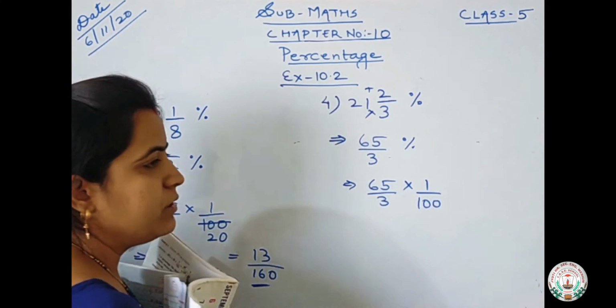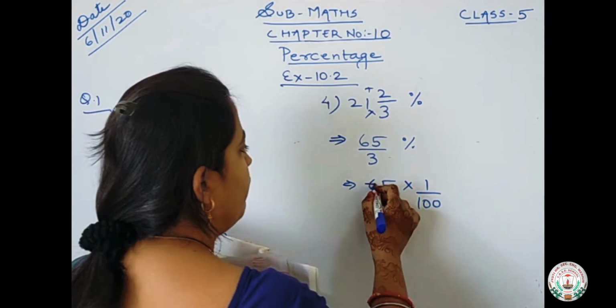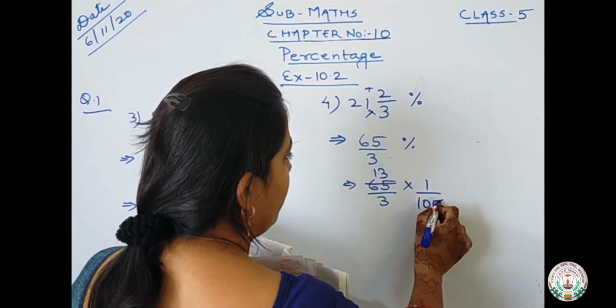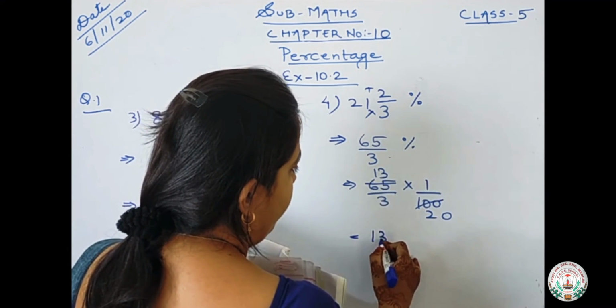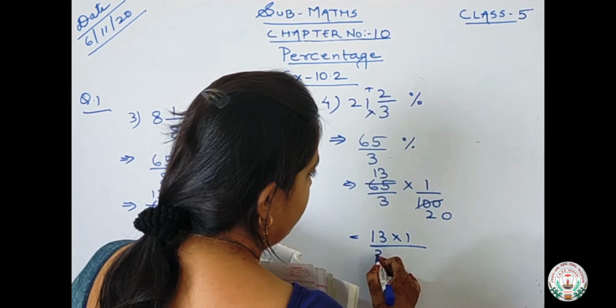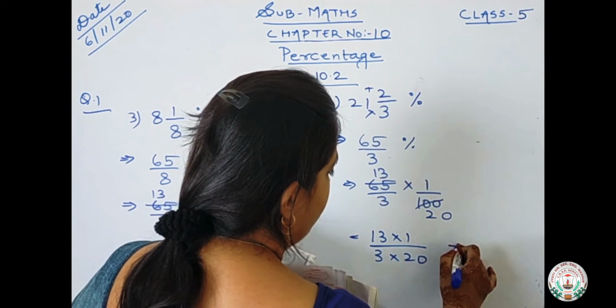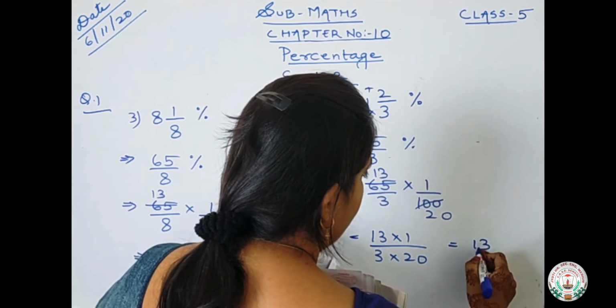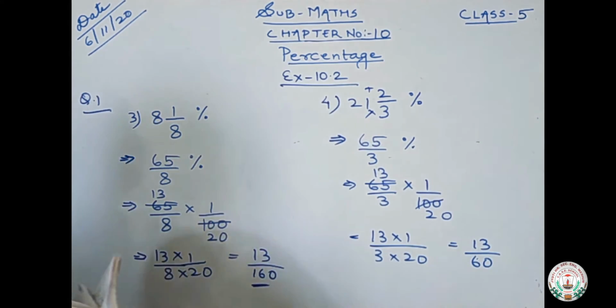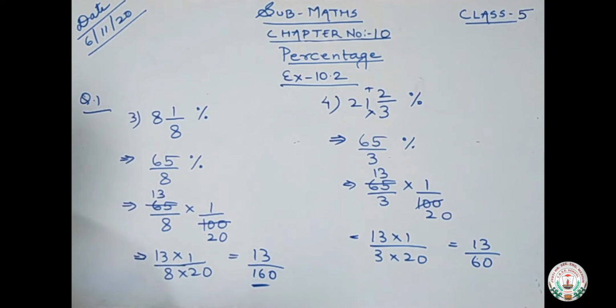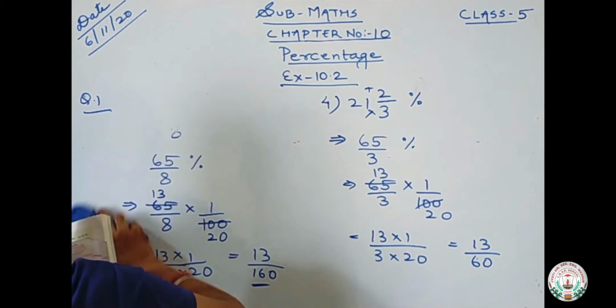Now see, can this be simplified or not? Yes. 5 thirteens are 65, 5 twenties are 100. So do the operations on the left over numbers. What you will get is 13 into 1 will be 13 upon 3 into 20 will be 60. So for this question our answer will be 13 upon 60. Okay, now number 5.